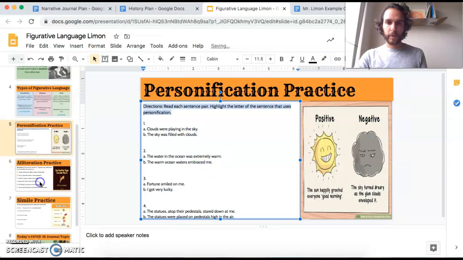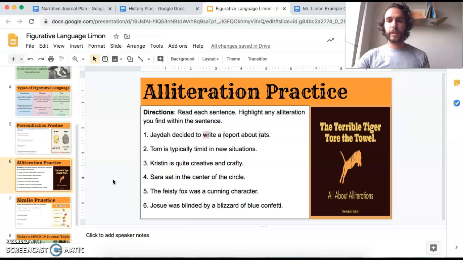slide number 6. We're going to practice with number 2, alliteration. We have an example over here. The terrible tiger tore the towel, right? So that's the sounds or letters that are all the same over and over and over again in a sentence or a phrase. So the directions here say you need to read each sentence, then you need to highlight any alliteration you find within the sentence.